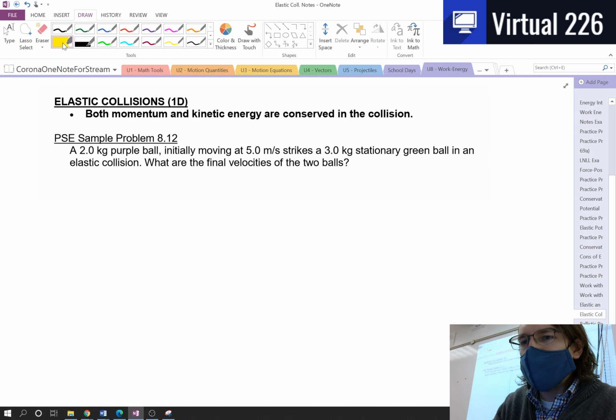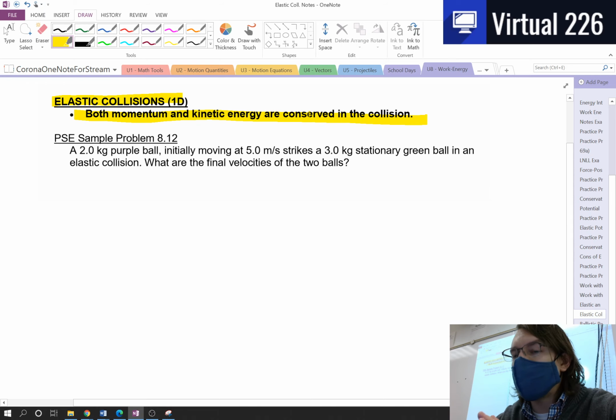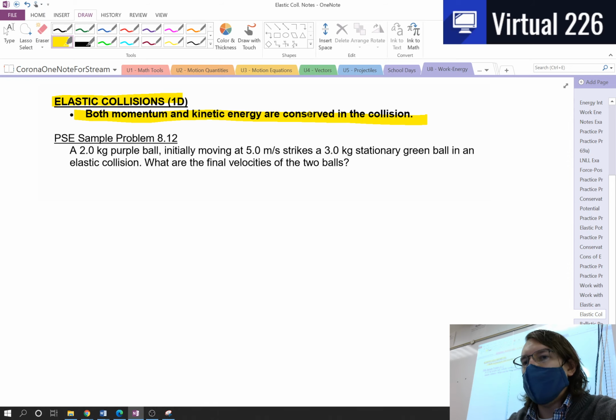The most complicated math has the most elegant solutions. Okay, we are looking at an example of an elastic collision in one dimension. And a thing to remember about elastic collisions is both momentum and energy are conserved in this collision. So the initial momentum will equal the final momentum, and the initial energy will equal the final energy.